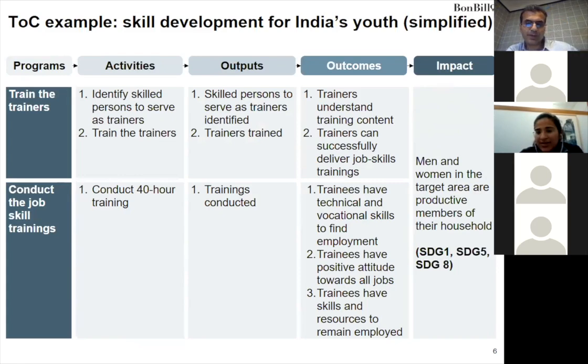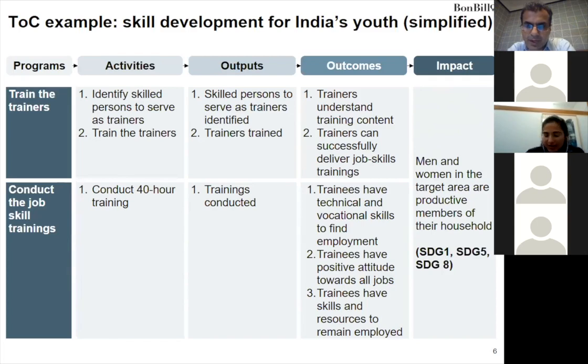The other one is trainers can successfully deliver job skill training. So what does successfully deliver job skill trainings mean? That is something, again, you sit down with your various stakeholders and you say, okay, this is what it means to us. So now let's find the right indicator or right proxies that can measure this. And so that leads to that impact, right? And I put SDG 1 because that's around poverty. SDG 5, I believe, is around gender equality, and SDG 8 is around people have good jobs and are able to earn an income in a respectful manner. So that's SDG 8.